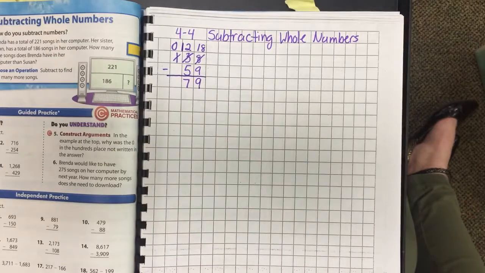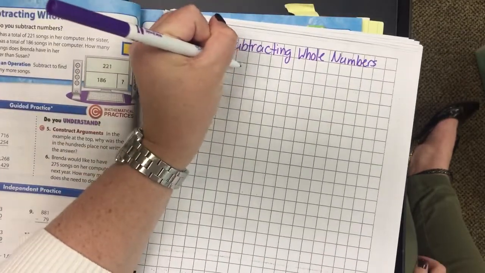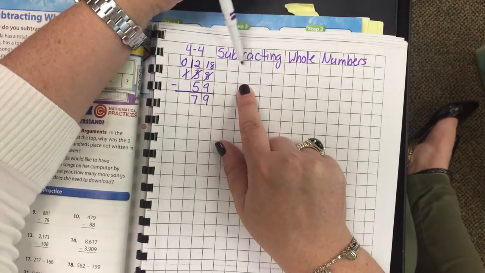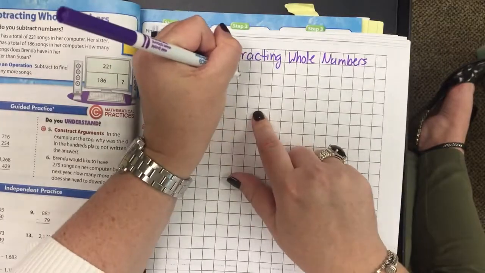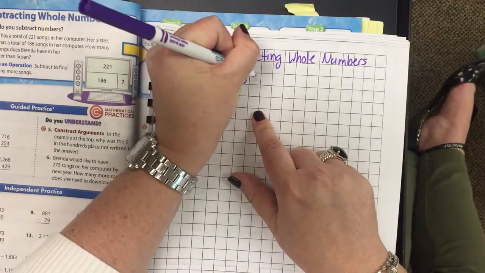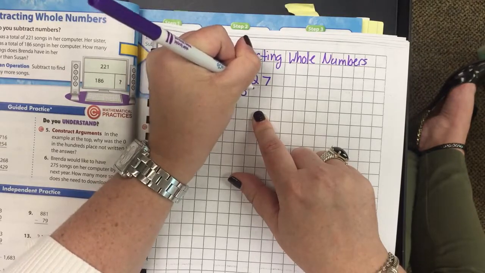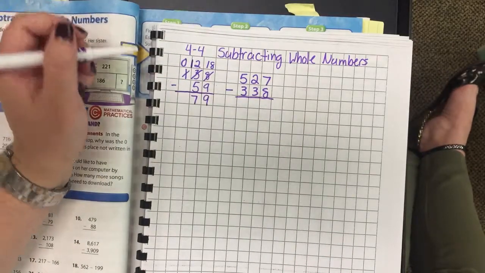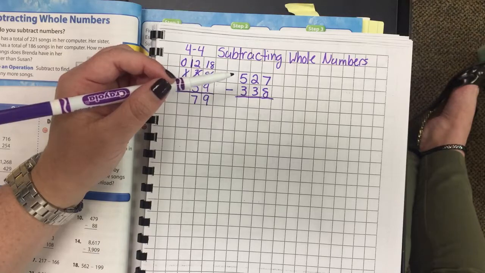So let's try one without using blocks to help us. Whenever I write it, I always make sure I have room on top to do my numbers, my redistribution. So if I have 527 minus 338, there's a rhyme that I can use. More on top, no need to stop. More on floor, go next door.